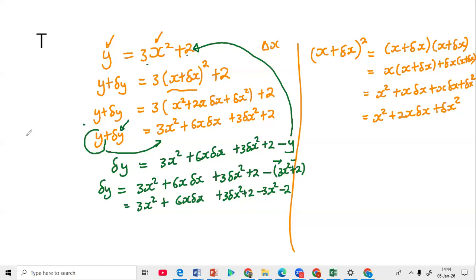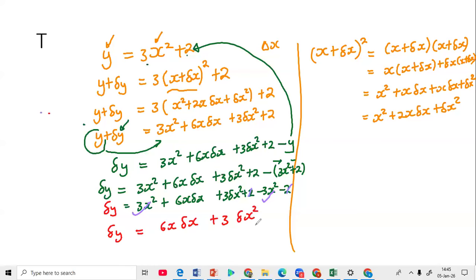So once you are here, now you can notice that there are those things that can die. This one here goes with this. These 2 and these 2 here are going to go away. And always you'll find that whenever you are differentiating from first principles, there is something that must go away. So that means you get change in y is equal to 6x change in x plus 3 delta x squared.